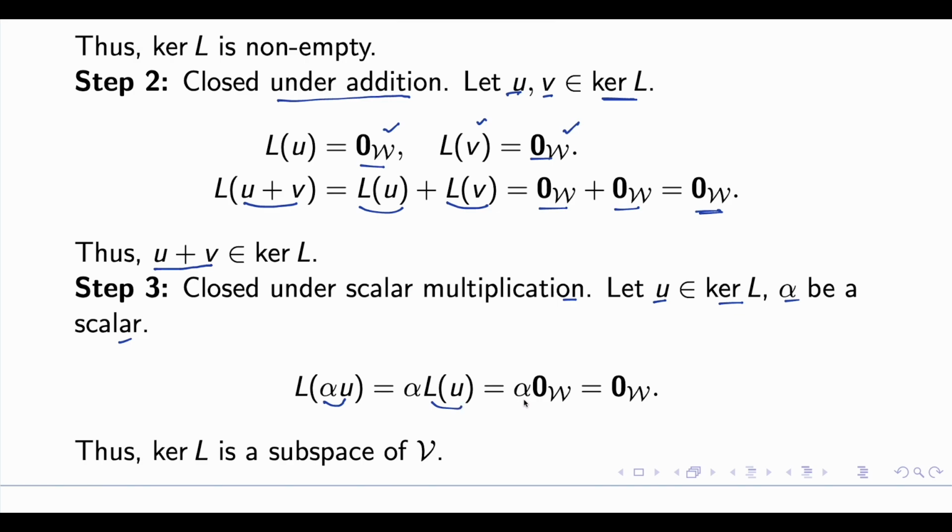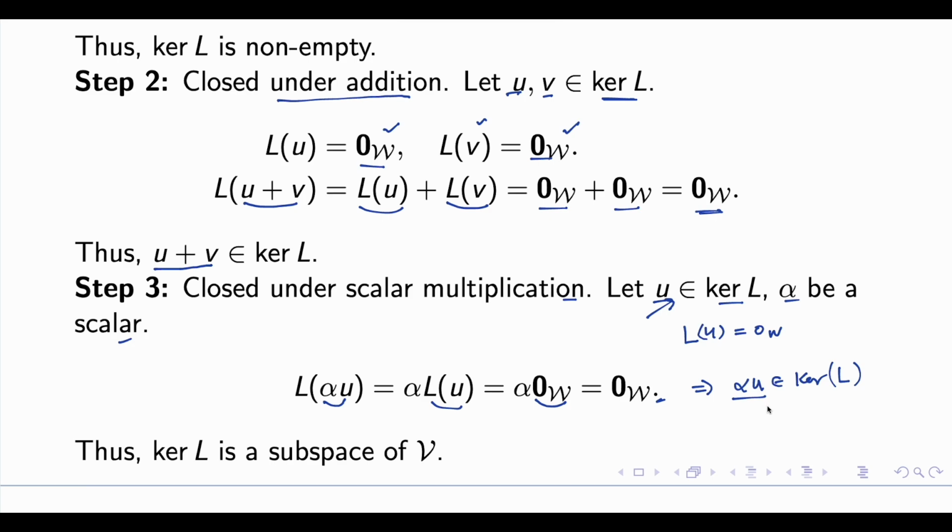L of U, and since U is in the kernel, L of U maps to 0 only, right? So that maps to 0, and 0 times any scalar alpha will be 0 only. So it means that alpha U also belongs to the kernel. This implies alpha U also belongs to kernel L. It means that the kernel is closed under scalar multiplication, right?